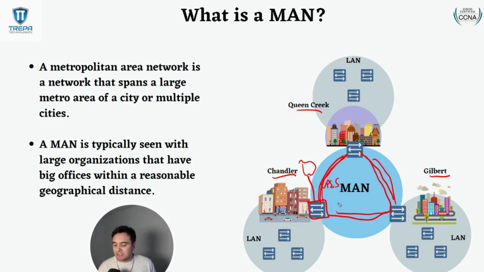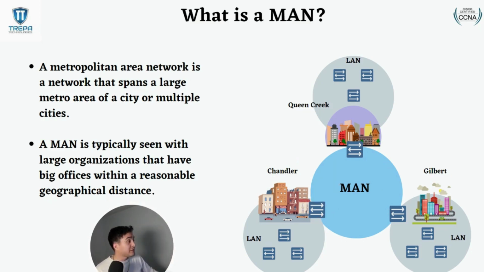So a MAN is typically seen with these large organizations that have these big offices, but within a reasonable geographical distance, right? And reasonable, again, is kind of subjective, but that's what a MAN network is. A MAN network could also be an ISP that has POPs all around the metropolitan area that you control, that is technically considered just that ISP's network, right? Even though you're giving ISP connections to the customer, right? So a couple of different examples.